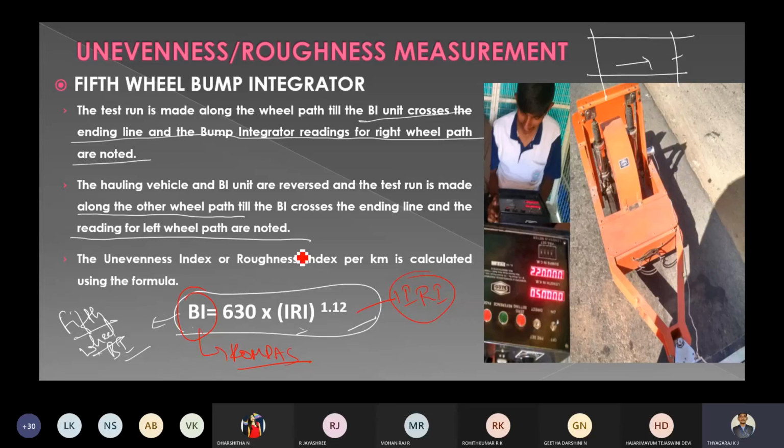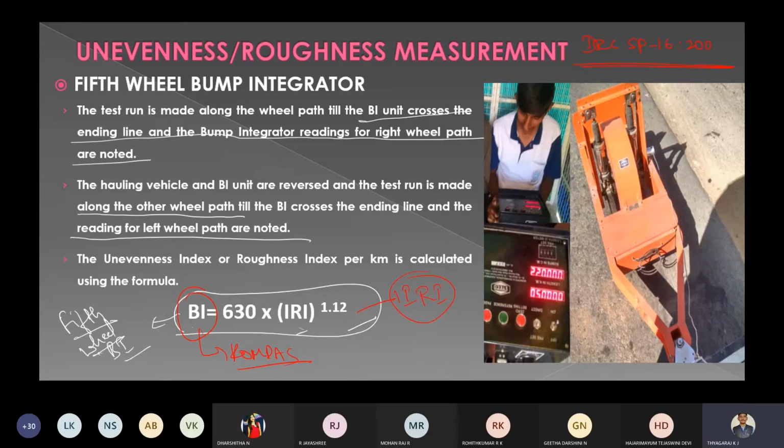For this there is a separate code book. So kindly note down IRC SP 16, 2004. Note down the code book for unevenness measurement: IRC SP 16 2004, Guidelines for the Surface Unevenness of Highway Pavements. This code book is available on Google. You can Google it and see the various methods by which we can measure the unevenness value.